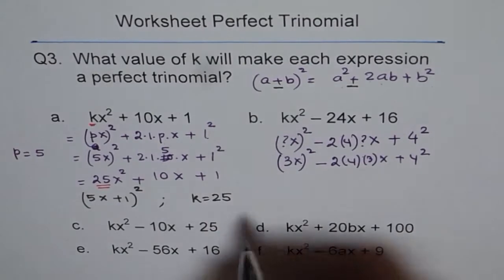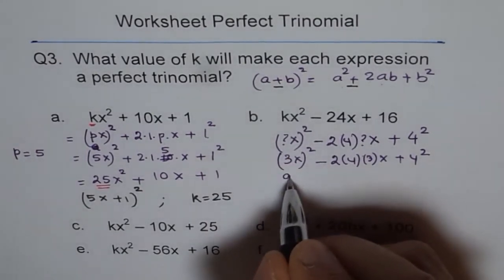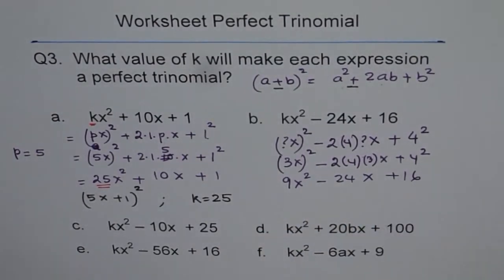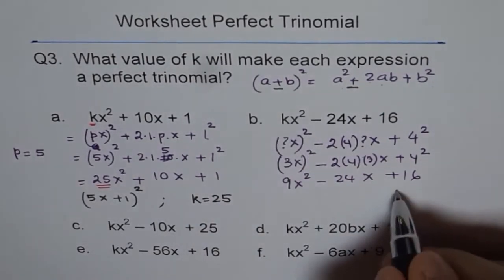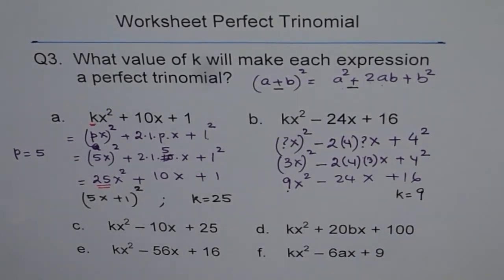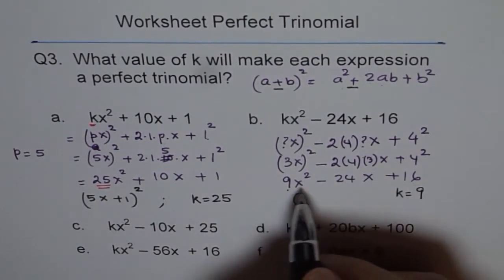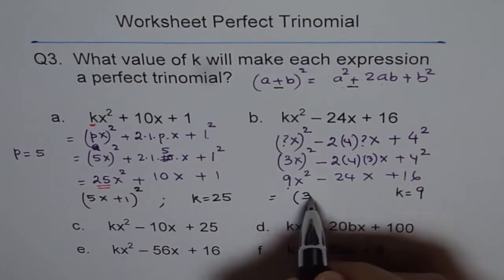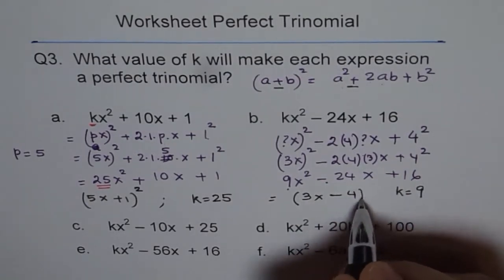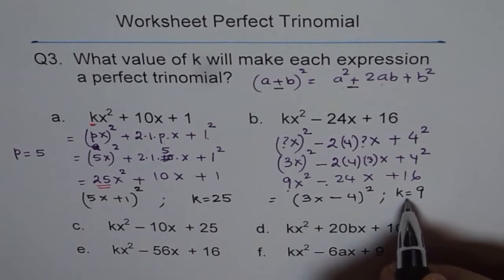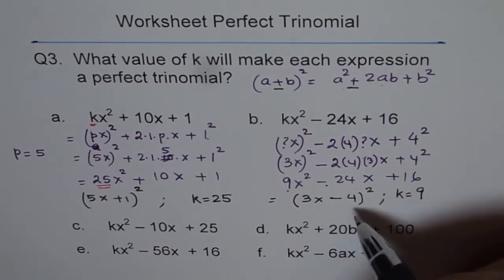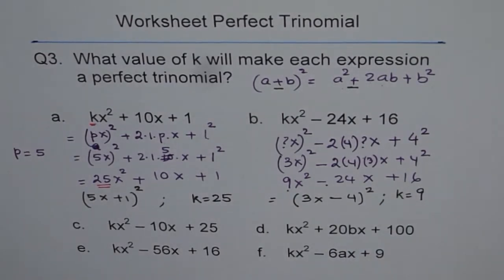(3x) whole square, right? So when you open this square, you get what? You get 9x square minus 24x plus 16. Now with comparison, what do you get? The k value is 9 for you. Do you understand? Not 3. The k value is 9 for you. And you can always expand, and if you factor this, you get 3x, and since the sign is minus in the center, minus 4 whole square. For a value of k equals 9, you get this trinomial as a perfect square of (3x minus 4). That is how you need to solve and think about it, correct?